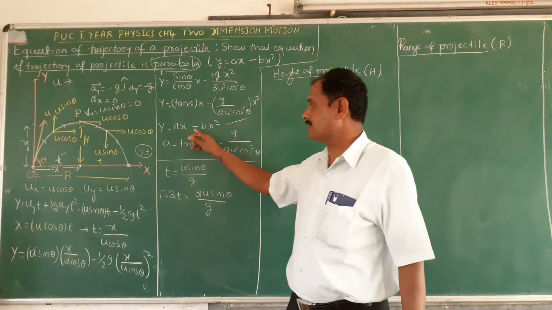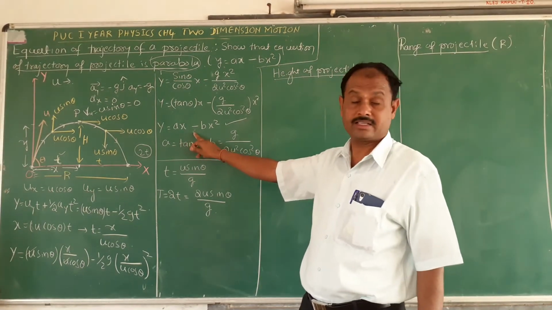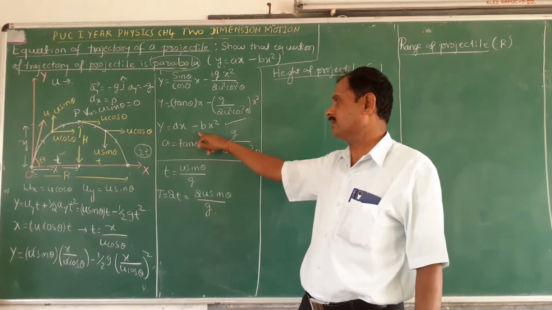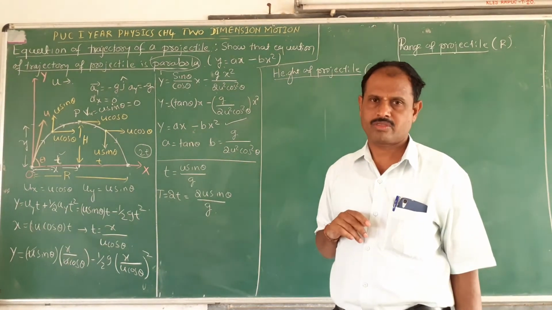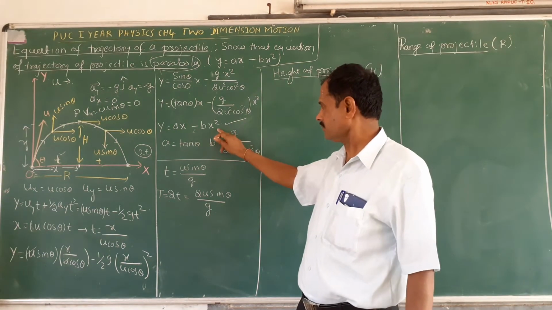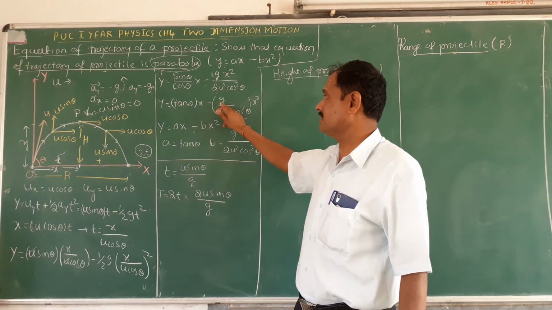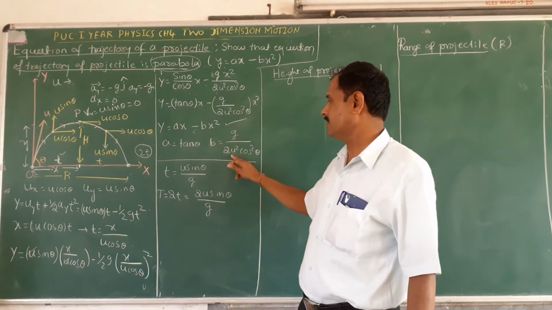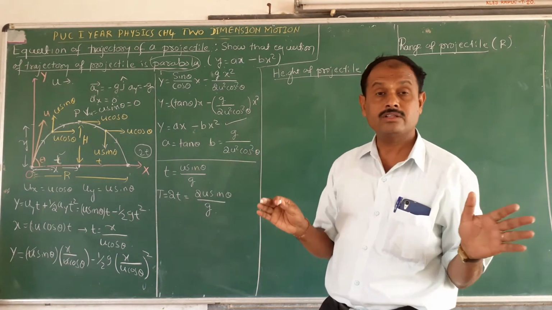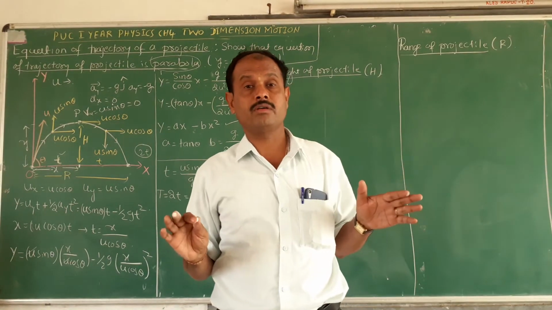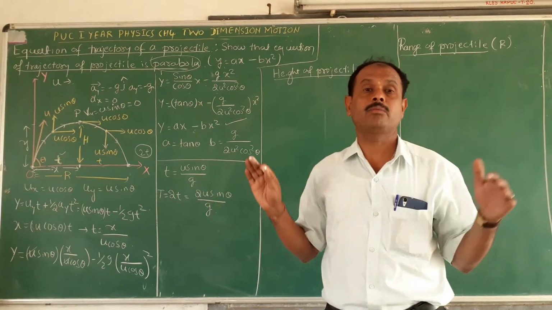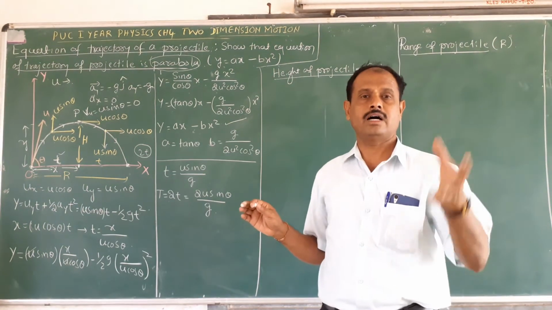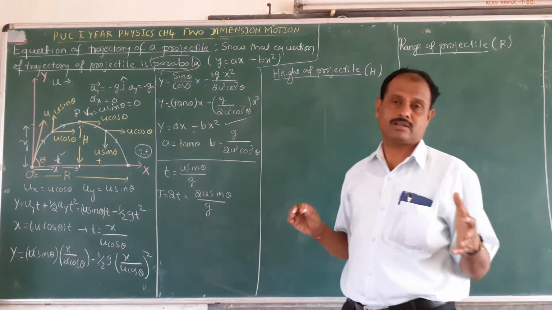Or you say minus or plus here, ax plus bx square, that is also a parabola equation. You should take the minus. Okay, fine. Now see here, this is in the form of this equation. A here, A is tan theta, B is equal to g divided by 2u square cos square theta. Hence you show that the equation of trajectory is a parabola. It is one of the very important equations that is asked in the examination for 5 marks.